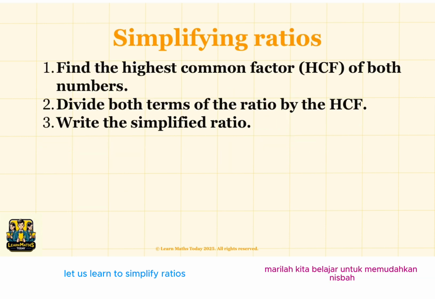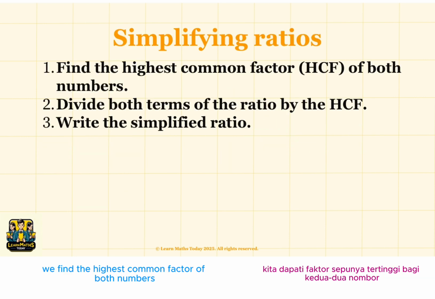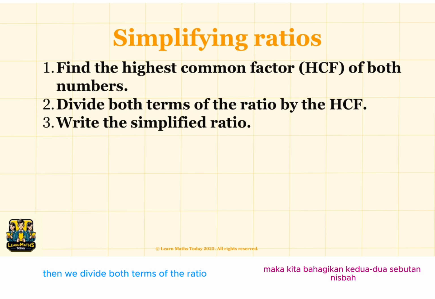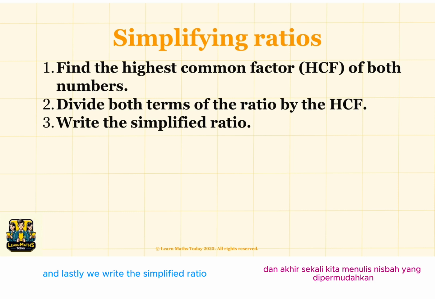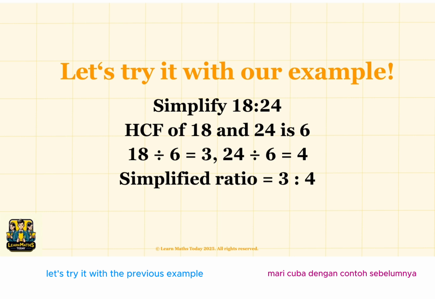Let us learn to simplify ratios. Firstly, we find the highest common factor of both numbers. Then we divide both terms of the ratio by the highest common factor. And lastly, we write the simplified ratio. Let's try it with the previous example.